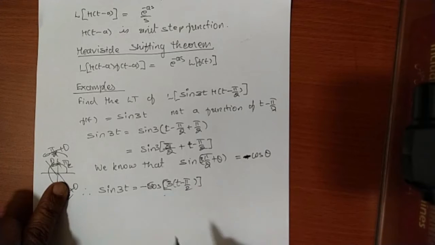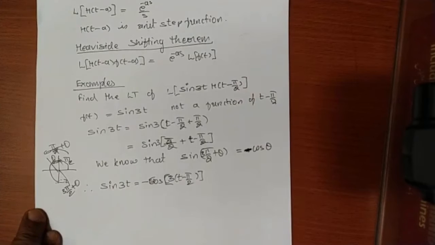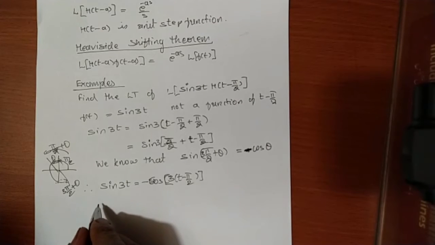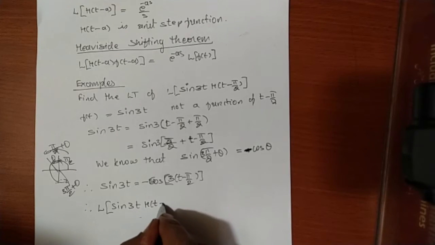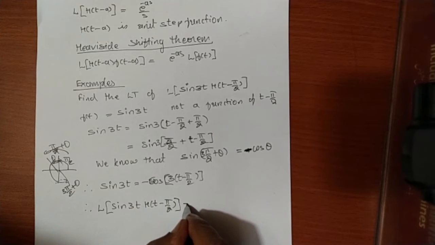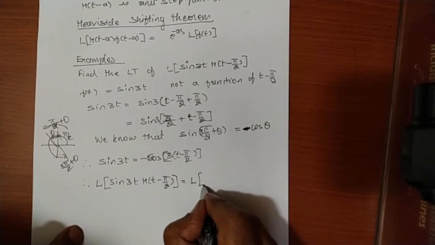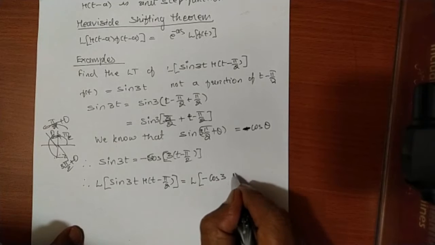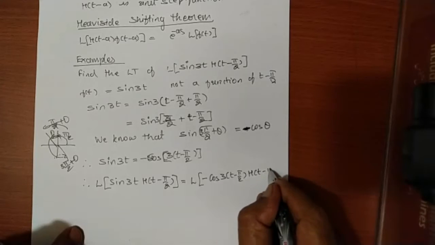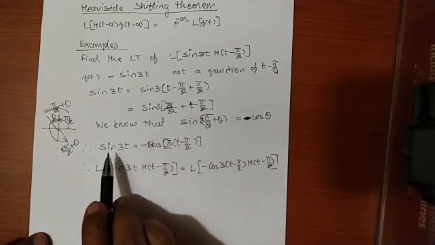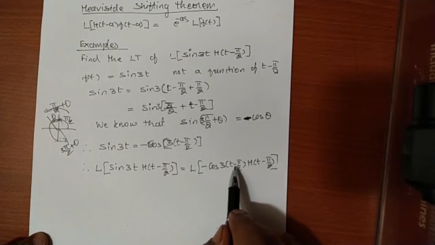Right. So this is minus cos of 3 times t minus pi by 2. Therefore, now what will I do? L of sine 3t into h of t minus pi by 2 will be equal to L of minus cos 3 times t minus pi by 2 into h of t minus pi by 2. So what I did, my aim is to convert this sine 3t into a function of t minus pi by 2. I succeeded in that.